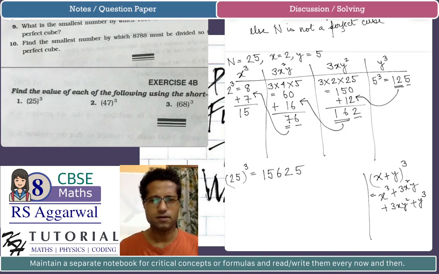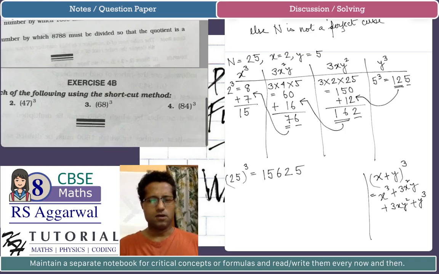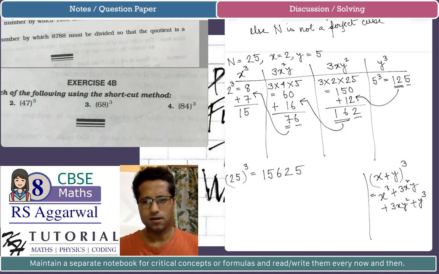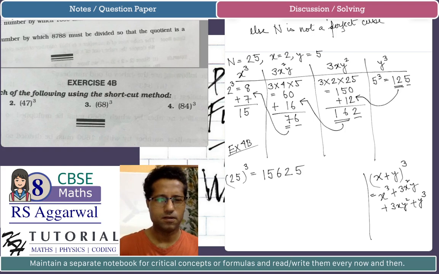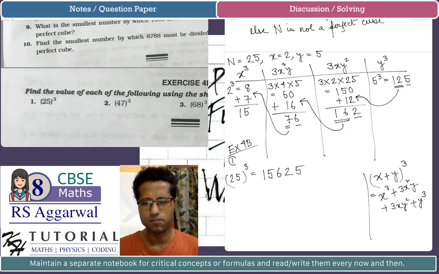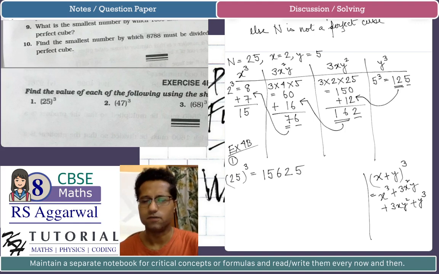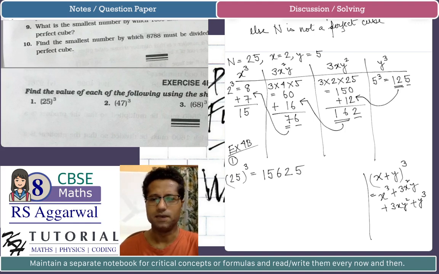Let's do another one, and then I hope it will be clear. This was exercise 4B, problem number 1. I will not be doing all the problems of exercise 4A and 4B, just a few ones, so that you will get enough idea how the concepts are working or how the concept is being applied.